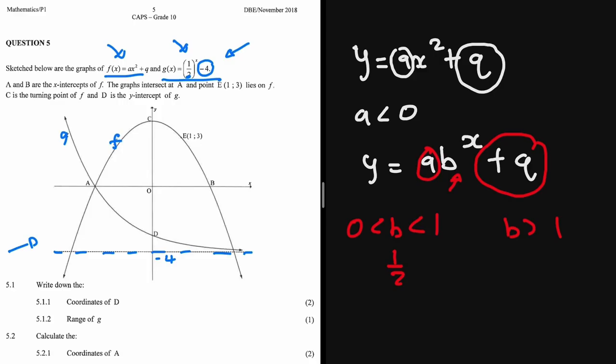If we look at the sketch that we have here, if we move from left to right, the graph of g is decreasing. That is why we say it's a decreasing function. So all this information that we have, we can relate to the equations and make sure that everything we have is correct. Now we can continue to read the statement so that we can answer all the questions.